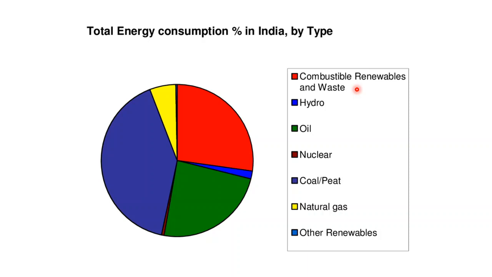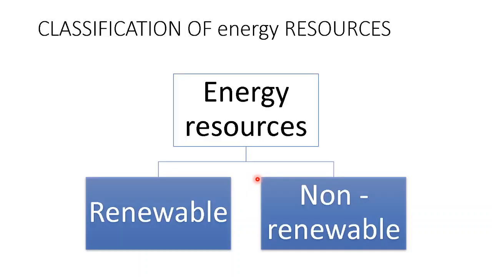Along with that you can observe nuclear, natural gas and other renewable sources. This one is hydro, the energy generated by or with the help of water. You can observe that these other options are being used very little. So that means still we are dependent on the conventional energy sources.